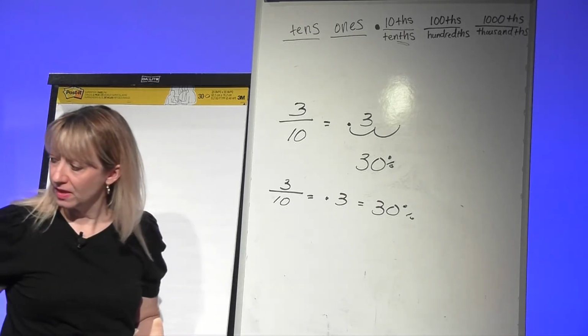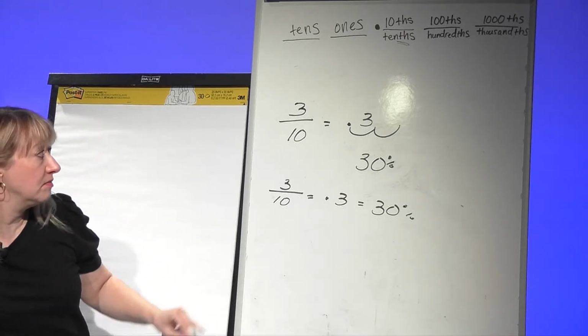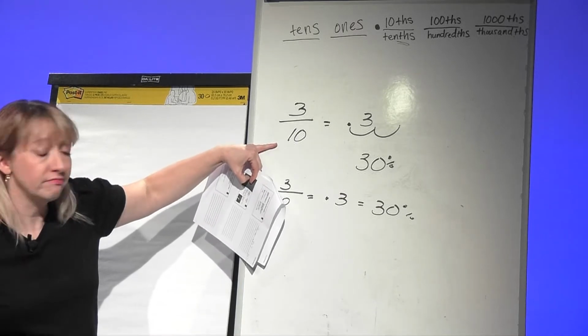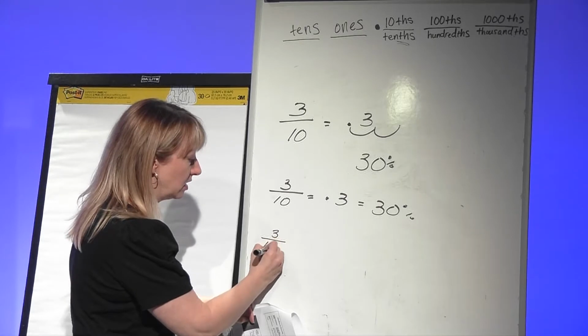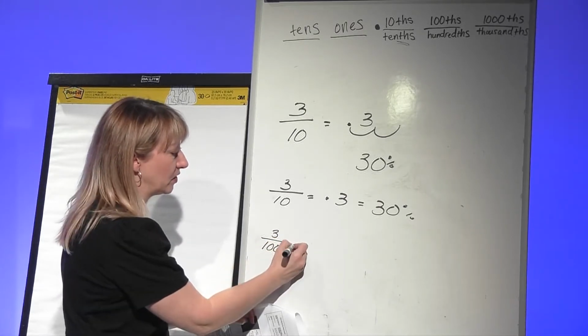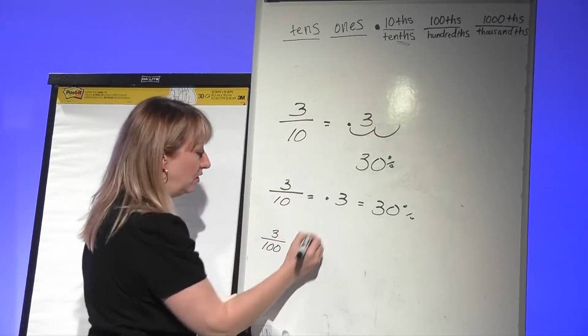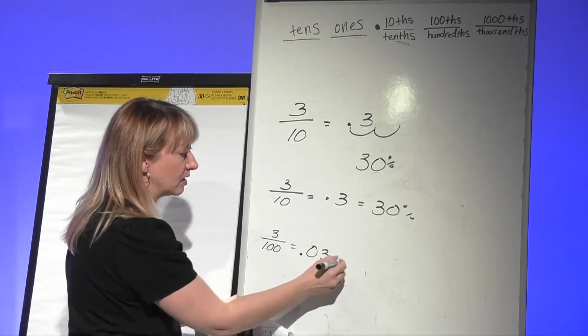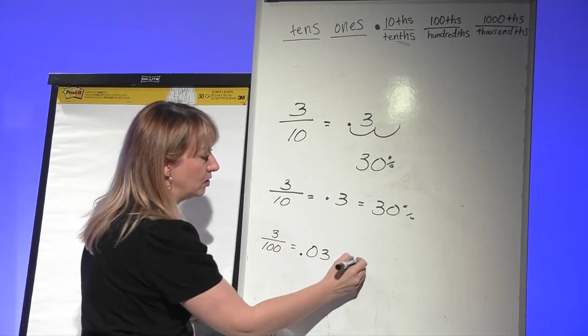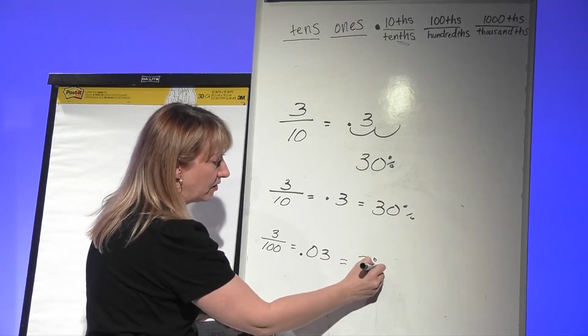Another example, this is a little bit easier because it's over 10. If you had 3/100, I'm still talking about hundredths. So the 3 is going to be in the hundredths spot, so it'd be 0.03 because it's 3/100. If I move it over 2 times, now I have 3%.